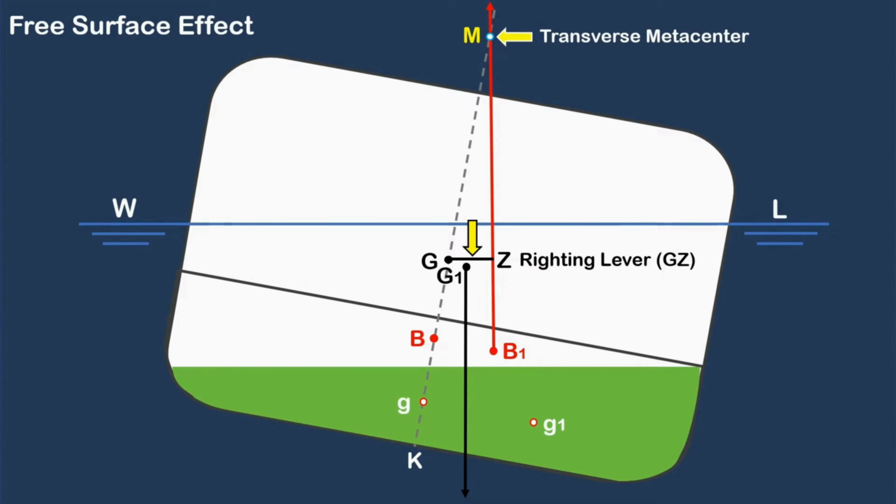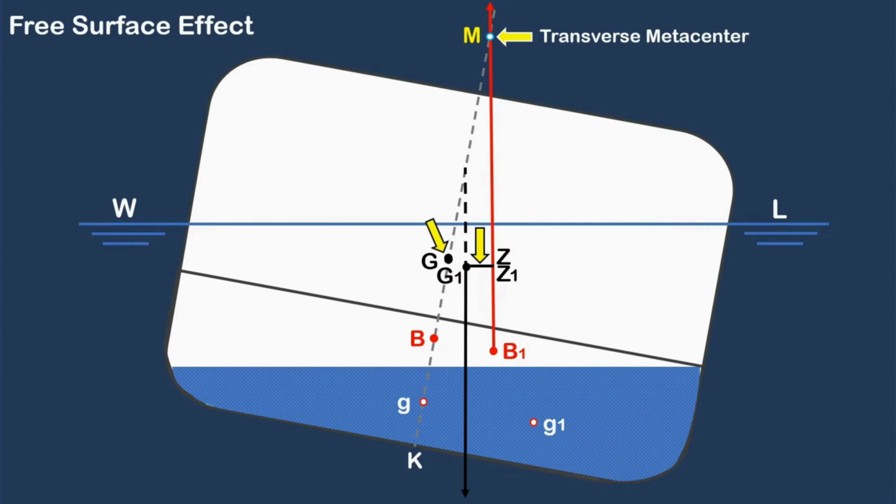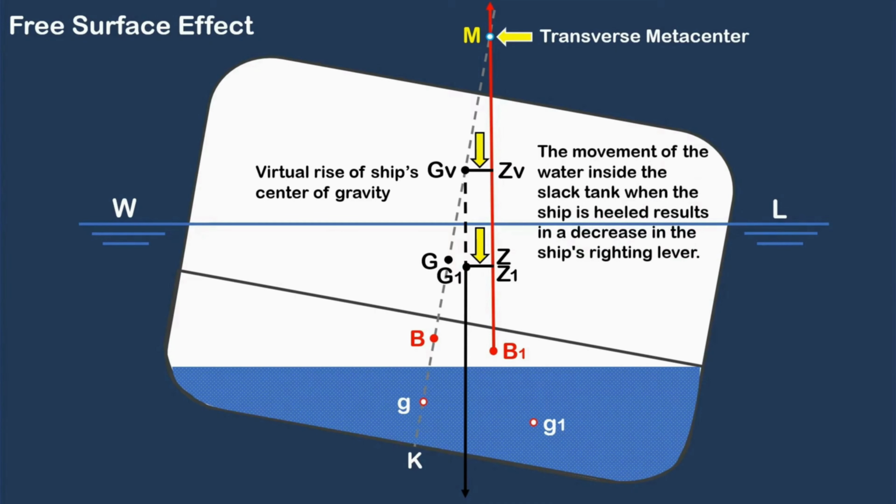But since the water inside the slack tank is free to move, due to its movement, the ship's center of gravity, capital G, moves in a parallel direction with the center of gravity of water inside the tank. Thus, the present righting lever of the ship at this moment is from G1 to Z1. If we extend the downward vertical force upward, intersecting the centerline, the point of intersection will be Gv, or the virtual rise of the ship's center of gravity. The horizontal distance between Gv to Zv is equal to G1 and Z1.